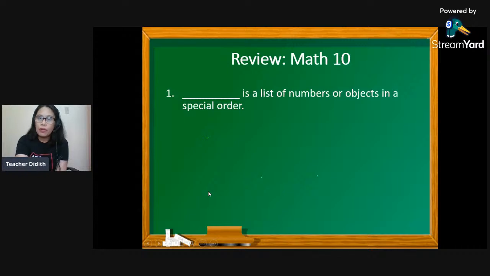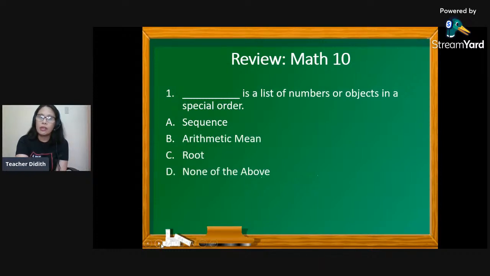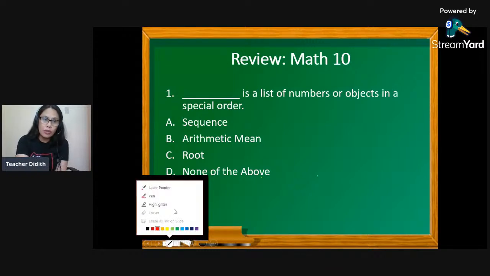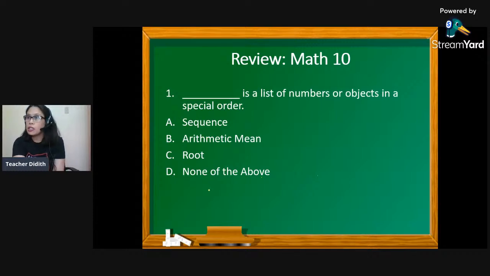So, blank is a list of numbers or objects in a special order. These are the choices. We have A for sequence, B for arithmetic mean, C for the root, and if the answer is not in the choices, you will answer D. So, what will be your answer for number one, guys? Come on, type your answer. Okay, A. Majority says A, and that is actually the correct answer. So it's A. Good.